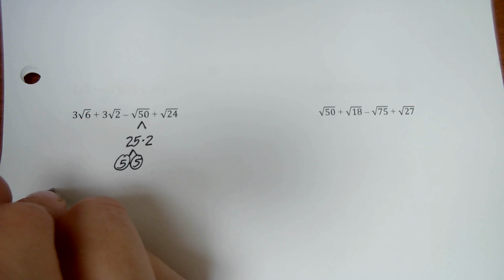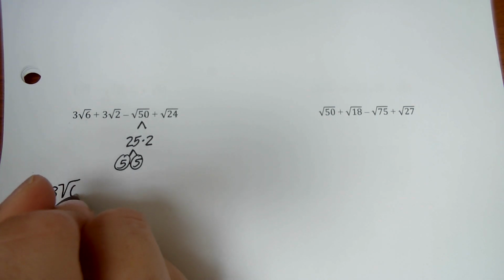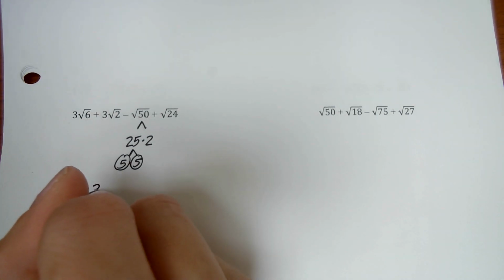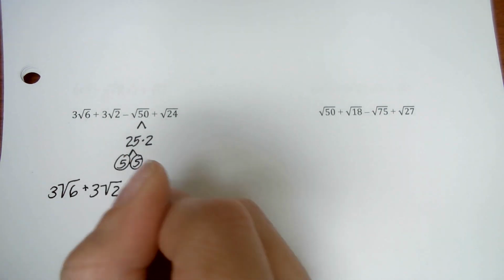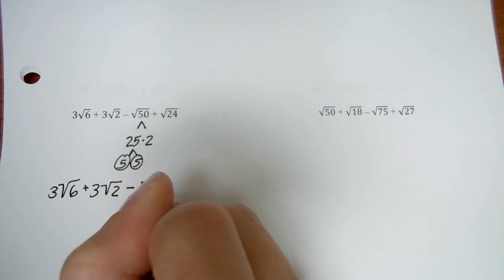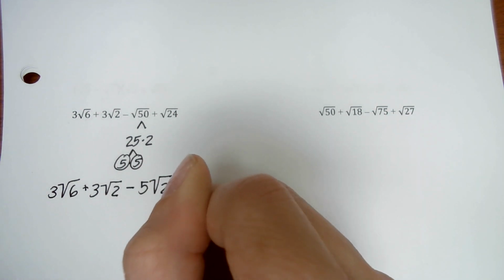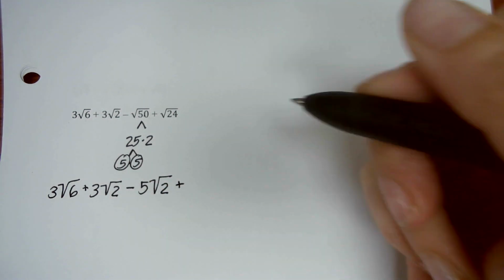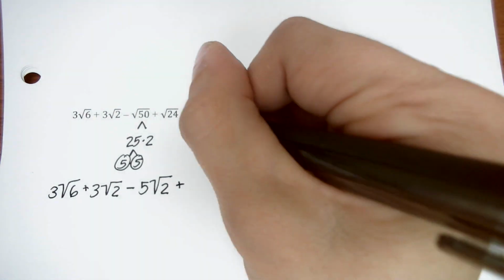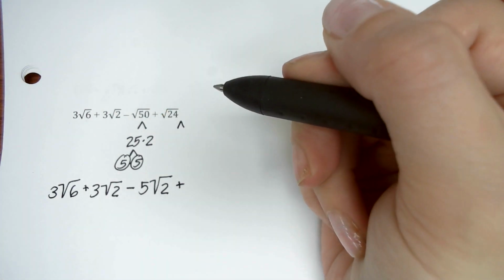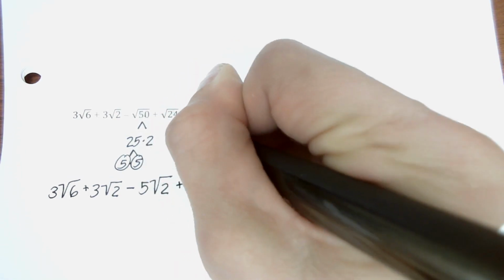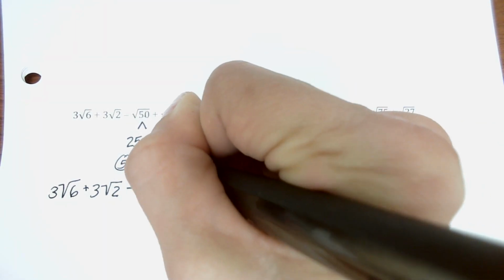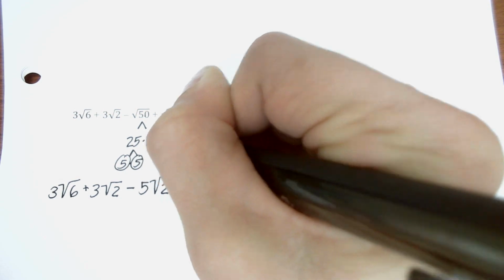So when we rewrite this, we can write 3 square root 6 plus 3 square root 2 minus 5 square root 2 plus, and then let's break down 24. 24, if I go through my list of perfect squares, the only one it can be divided by is 4. And 4 breaks down to 2 times 2.